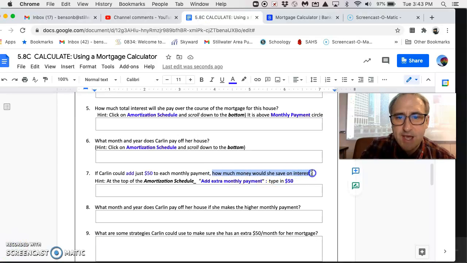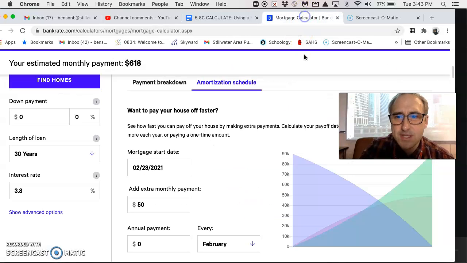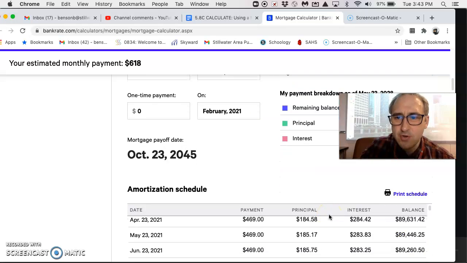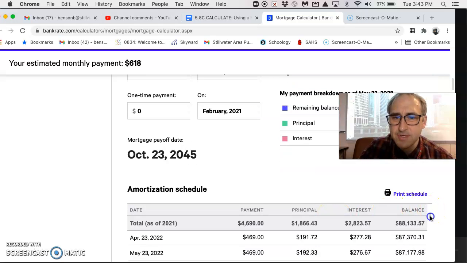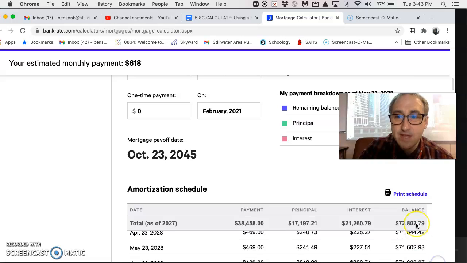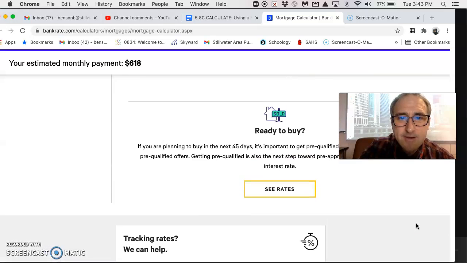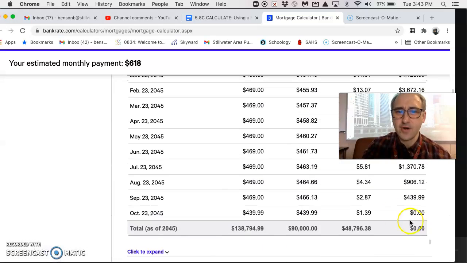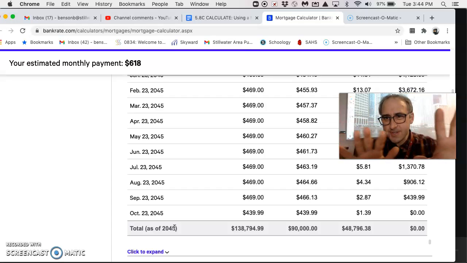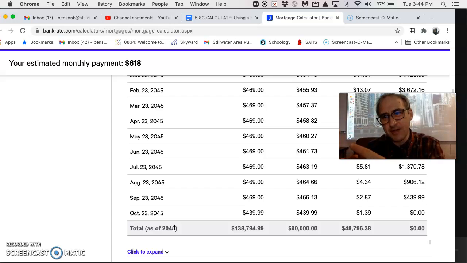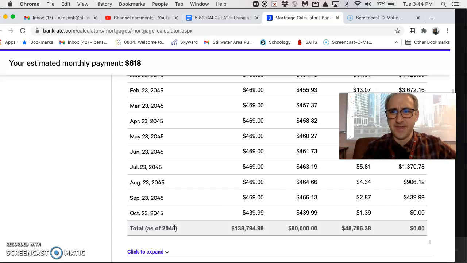Now, what was that question again? The question was, how much interest would she save? Amortization, remember, interest total, you've got to scroll all the way down on the amortization chart. All the way down. We got to go 30 years to 2051. It's not 2051 anymore. It's 2045. Because we paid the extra, it got paid off sooner. Again, do not use my numbers. I'm just showing you how to use the calculator. My information isn't necessarily the same for the answer. I wouldn't want to give that away.